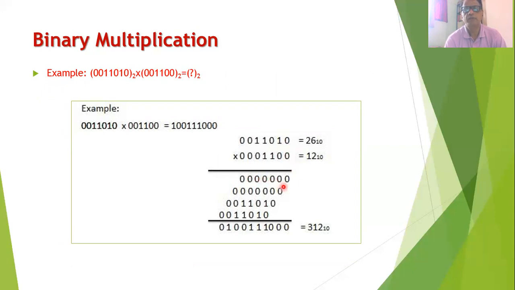Now you have to leave one space blank, and then you multiply by the second bit again to the first number. Since this bit is 0, you will find that the result is again 0. Now you have to leave two spaces blank and then multiply by the next bit 1 to the first number. When you multiply the first number by the bit 1, you will get the same result. Therefore 0, 0, 1, 1, 0, 1, 0. Now you have to keep three spaces blank and then multiply by the next bit to the first number. And you will find that again you will get the same number 0, 0, 1, 1, 0, 1, 0.